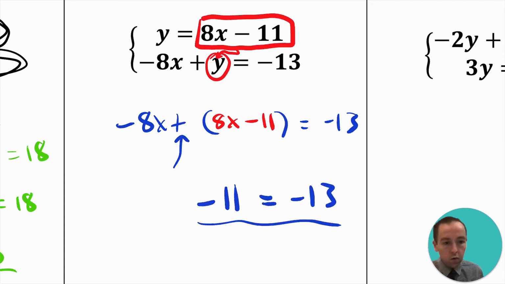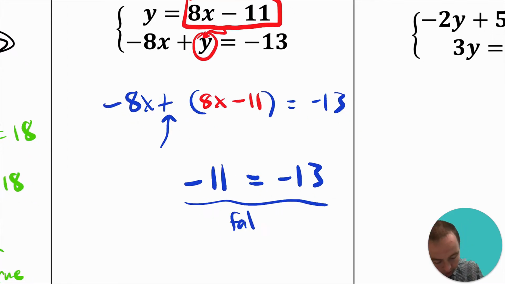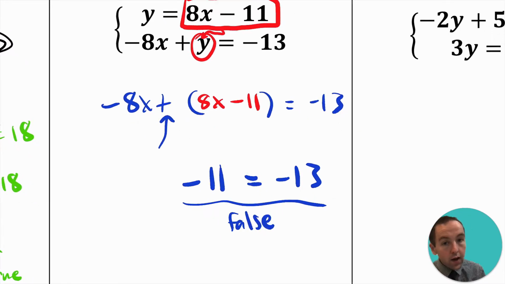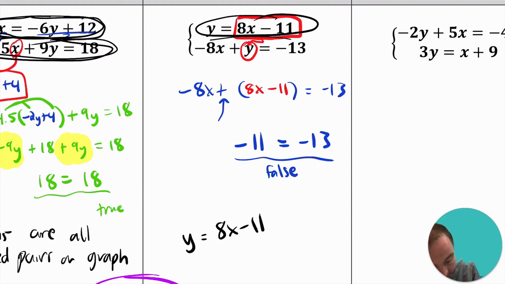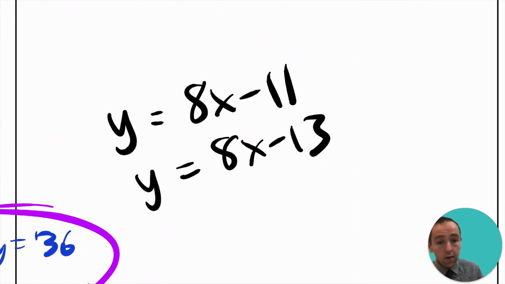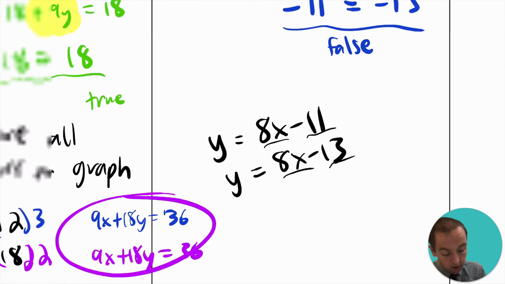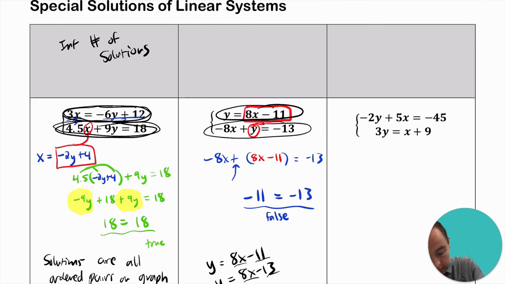You'll notice we don't have any variables anymore, but what we actually have right there is a false number statement. So what that's going to tell you is that there should be no solution to the system when we get a false number statement. And the reason is because this first equation is y equals 8x minus 11, and that equation, if I solve it for y, is y equals 8x minus 13. When you compare them to each other, they have the same slope, but because they have different y-intercepts, they're parallel to each other, and therefore are never going to cross each other, if we were to graph this. So therefore, there is going to be no solution to this.